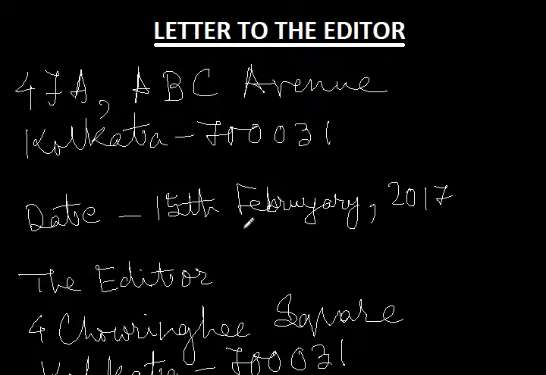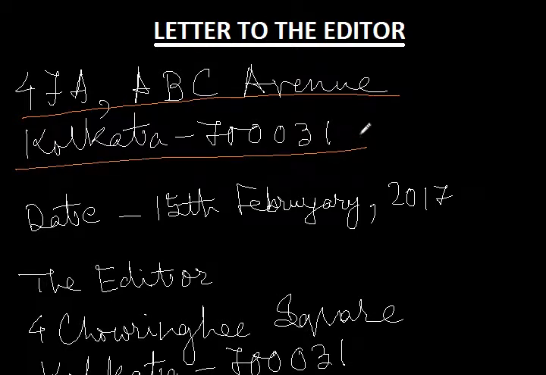Remember, as we can see, this form shows that first you are going to write your own address, which I have written as 47A ABC Avenue, Kolkata 700031. This is the address of the person who is writing the letter. Then you are going to write the date. Please don't follow the spelling of February on the screen. It's February. So I have misspelled it. Sorry for that. And then you are going to write the date, 15 February 2017.